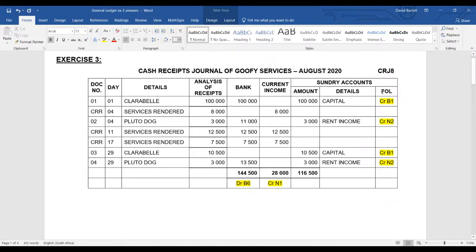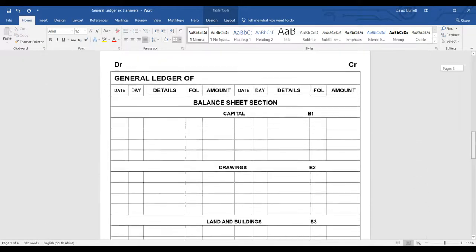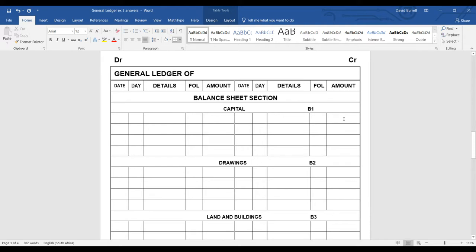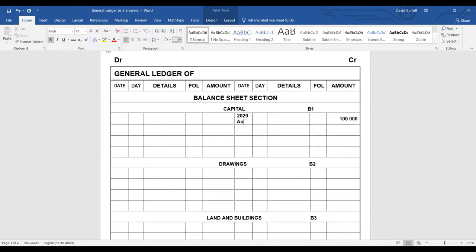So now we go down the sundry column, and we have to take these one by one. So first, that 100,000 to the capital account. It's a credit to account B1, we see in the yellow there. Okay, so I'm going to my capital account B1. It was an amount of 100,000, which I'll just put in first, so I don't forget it. And it's 2020, August.